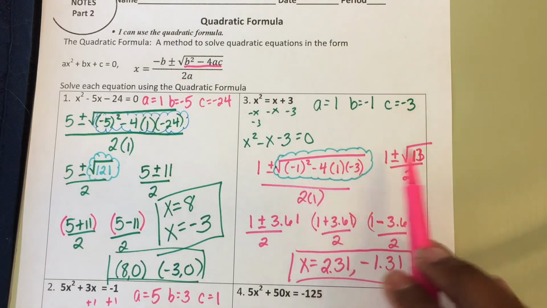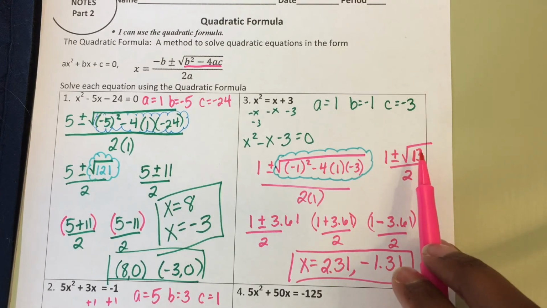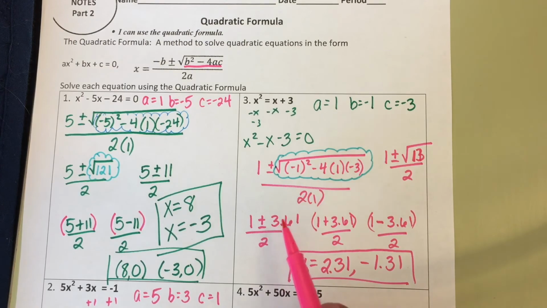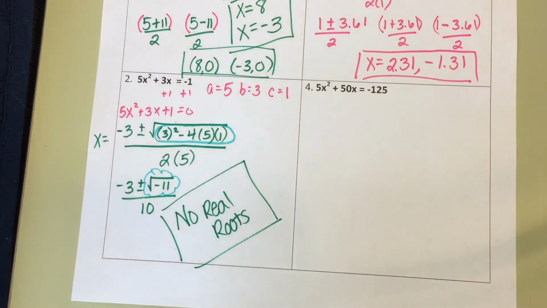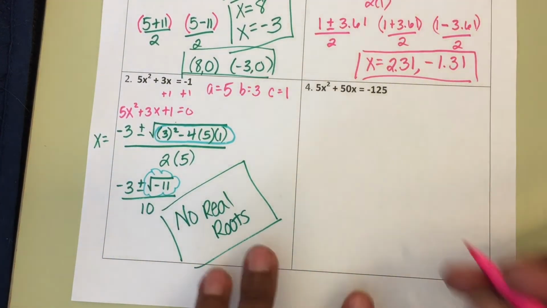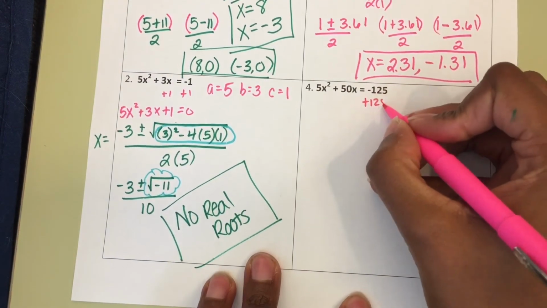If you just did the discriminant, you get 13. Put the square root back around it. And then the square root of 13 is 3.61, and now we're at the same spot, if you needed that. And then the last one, again, this one, not so bad. You just got to make sure you move over the 125.